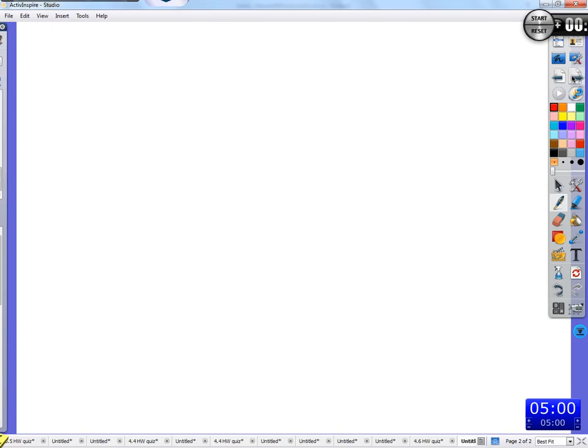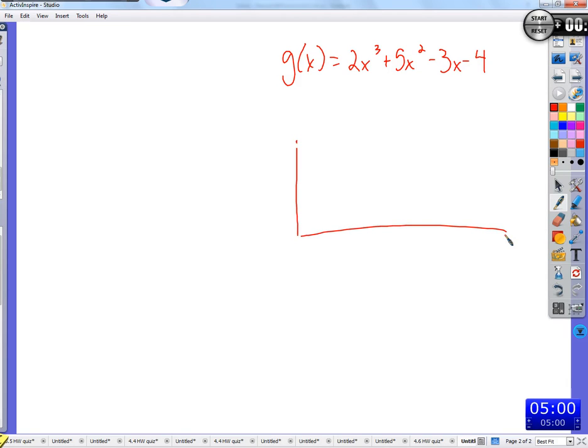I'm going to make one up to show you, because that was weird with all the blank spaces in there. Let's say we have g of x is equal to 2x cubed plus 5x squared minus 3x minus 4. Here's how synthetic substitution works. We write it in descending order of the powers, the highest power first, then the next highest, and the constant will always be last. So we bring down our coefficients: 2, then 5, then negative 3, then negative 4.